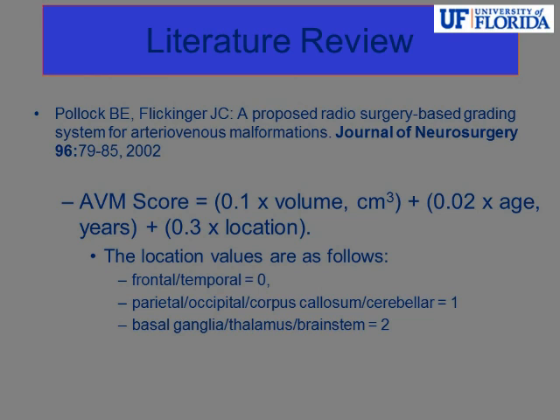And the location values are 0 for frontal temporal locations, which are generally going to be safe, 1 for parietal occipital corpus callosum and cerebellar, and 2 for basal ganglia, thalamus, and brainstem. So the higher the score, the lower the chance of an excellent outcome, okay? And this location bit is because if you have a radiation-induced complication or a hemorrhage, and it's in the brainstem or the basal ganglia or thalamus, it's very likely to be symptomatic, right? But if it's in the frontal or temporal lobe, like the case I just showed you, it might be asymptomatic, and so the patient would still be rated as having a good outcome.